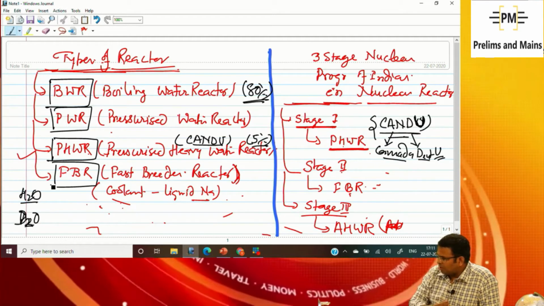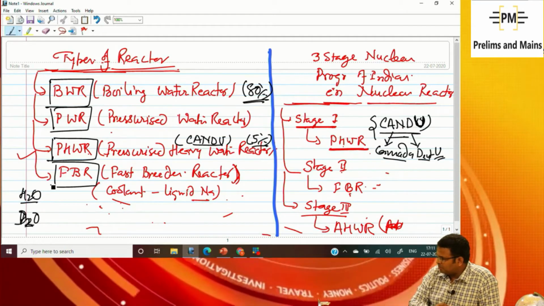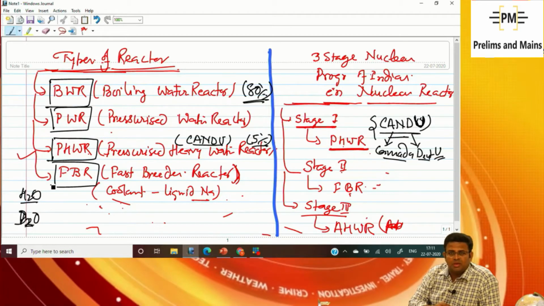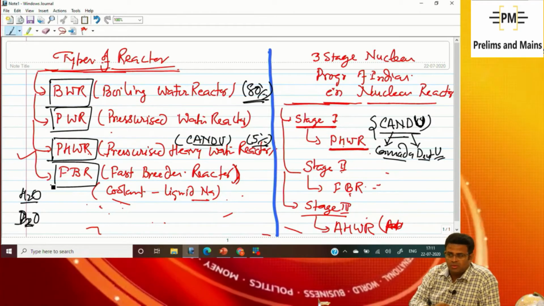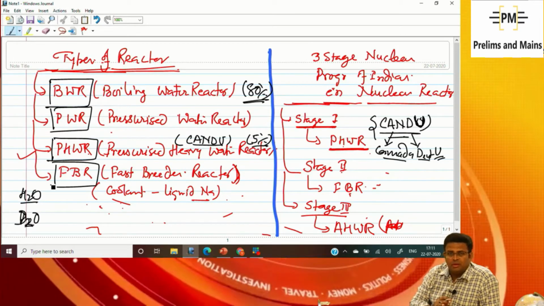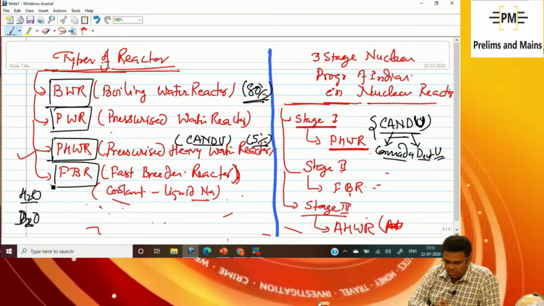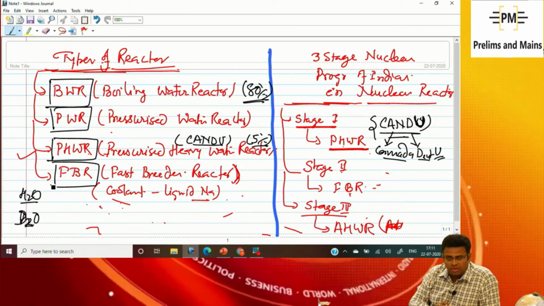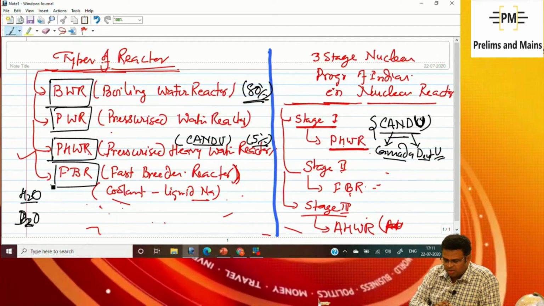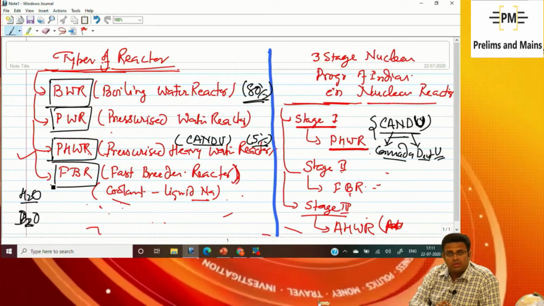Beta, I am not talking about Kakrapara. Kakrapara is one of the atomic power stations in Gujarat, Surat district, you know. I am just discussing the types of reactor here, okay. So here it is: boiling water reactor, pressurized water reactor, pressurized heavy water reactor, and fast breeder reactor.